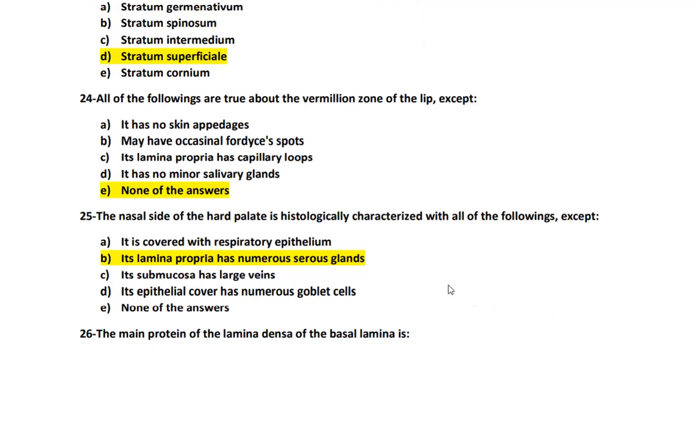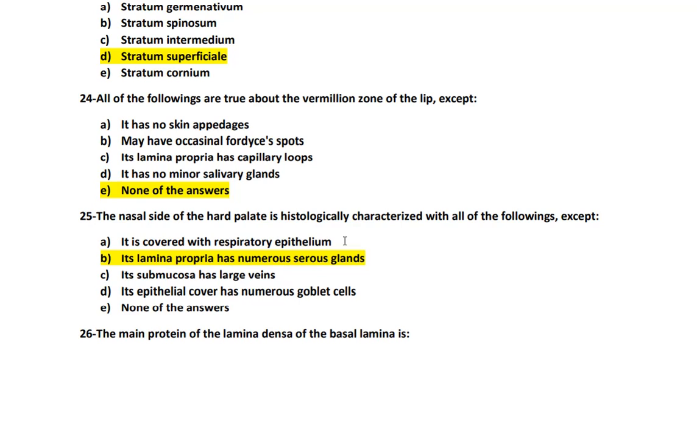The nasal side of the hard palate is histologically characterized with all the following. The hard palate is the roof of the oral cavity and floor of the nasal cavity. From the nasal side, it has more to do with respiration. It's covered with respiratory epithelium, meaning the epithelium on the nasal side has cilia, like small hairs. These hairs move the mucus from cell to cell, because this mucus collects bacteria, dust and dirt.